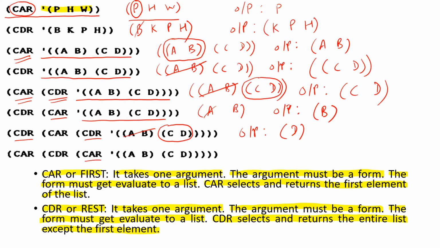Finally, CAR on this list will give you a list which contains AB. A CDR on that will give you a list which contains B. And then a CAR on this will give you B.